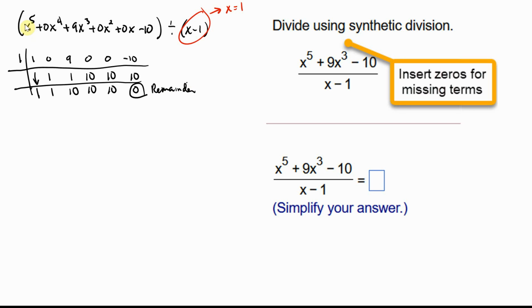So since we started with x to the fifth, the result has to be x to the fourth. So this implies that we have 1 times x to the fourth plus 1 times x to the third plus 10 times x squared plus 10x plus 10, and the remainder is 0.